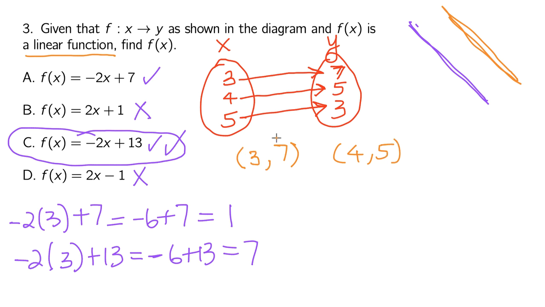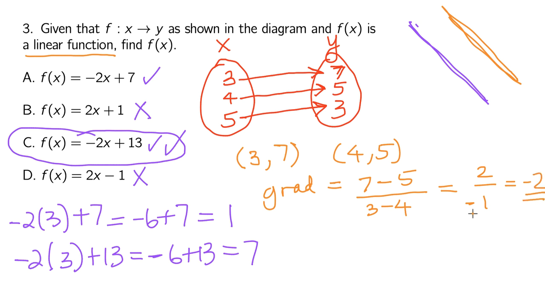Now we are looking for a straight line and we have 2 points on the line, so we should be able to find the line. We can find the gradient. The gradient of the line is equal to the change in y over the change in x. So we can write 7 minus 5, which is the change in y, over 3 minus 4, which is the change in x. And this gives us 2 over minus 1, which is minus 2. So that's the gradient of the line.